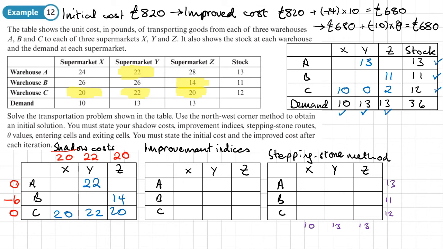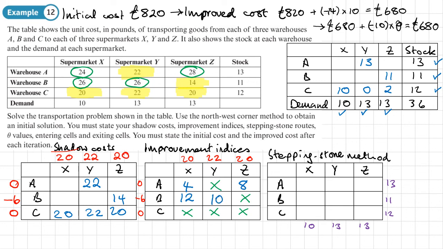Now the improvement indices for the unused cells, so this one here, 24, so that means that cell is going to have a value of 4 here. Moving off across to this one, so this one has to be 8. This one here we need to be careful because it's a negative 6, so 26 minus 20 minus minus 6, so that's like the same as adding 6, so that's going to be 12. Watch out for that. And then for this one, 26 minus 22, so that's going to be 4. 4 minus minus 6 is going to be 10.